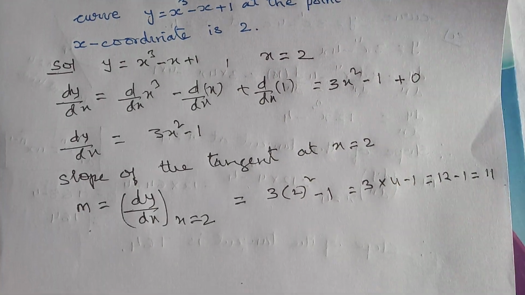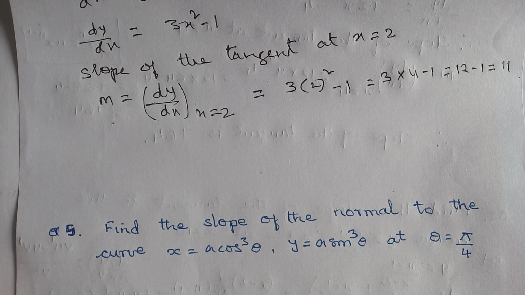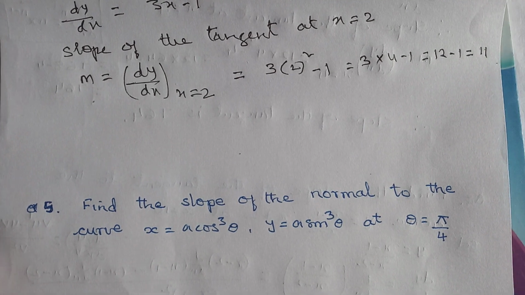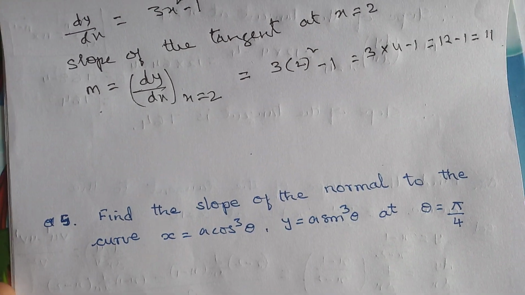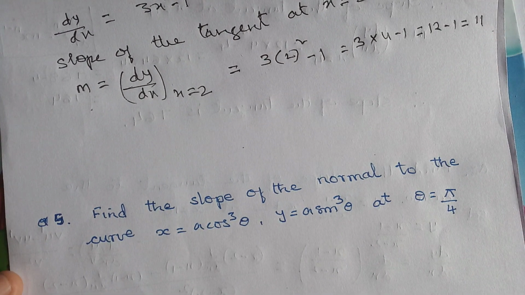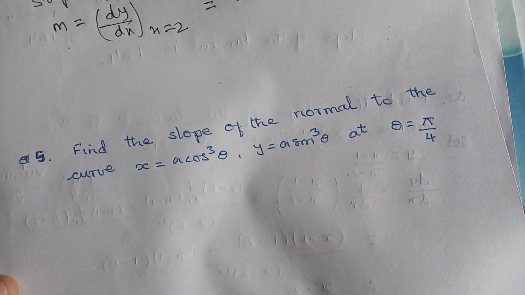So go through the textbook, find question number 4, and solve it. Now I am going to the fifth problem. The fifth problem is: find the slope of the normal to the curve x equal to a cos cube theta, y equal to a sin cube theta at theta equal to pi by 4. This is in parametric form.